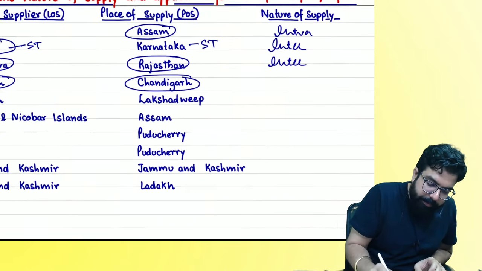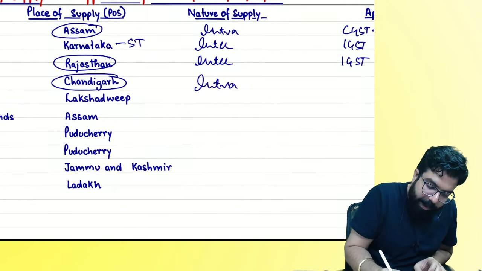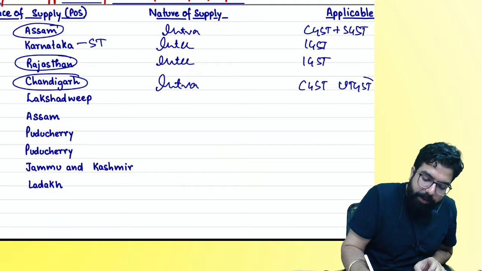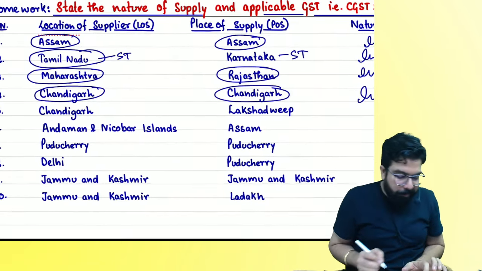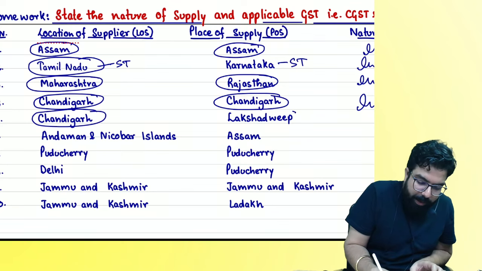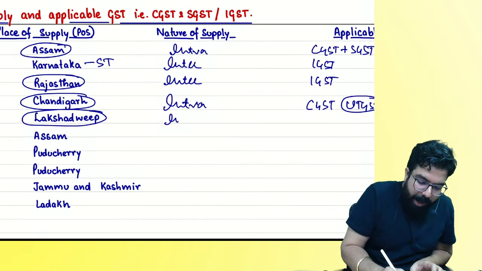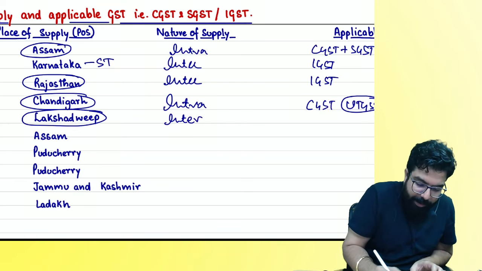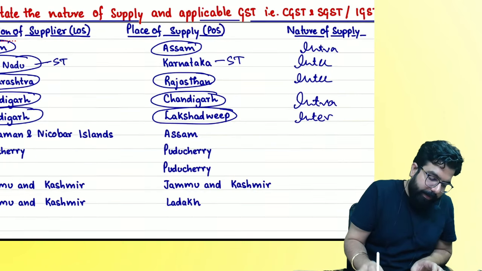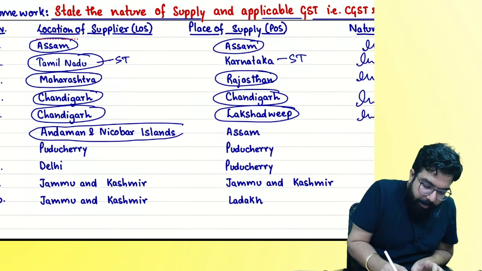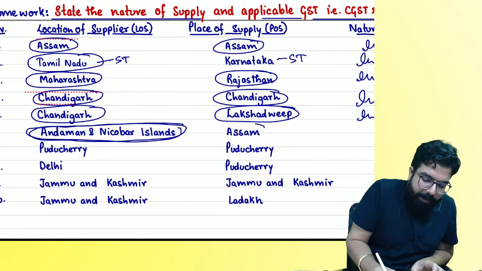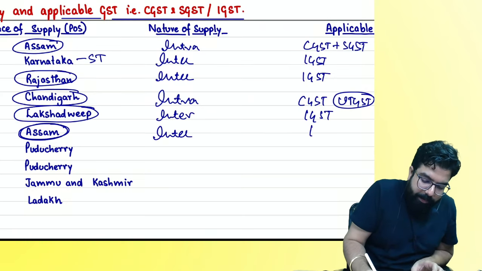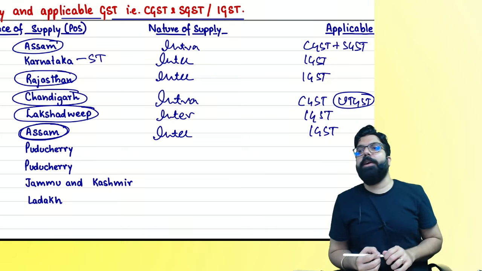Chandigarh to Chandigarh. Intra. What will you charge? CGST and UTGST. Union Territory. Chandigarh, UT. Lakshadweep? Inter or intra? Inter. And you will charge what? Next. Andaman? What is it? UT. Assam? Inter or intra? What will you charge? Are we all clear till here? Next.